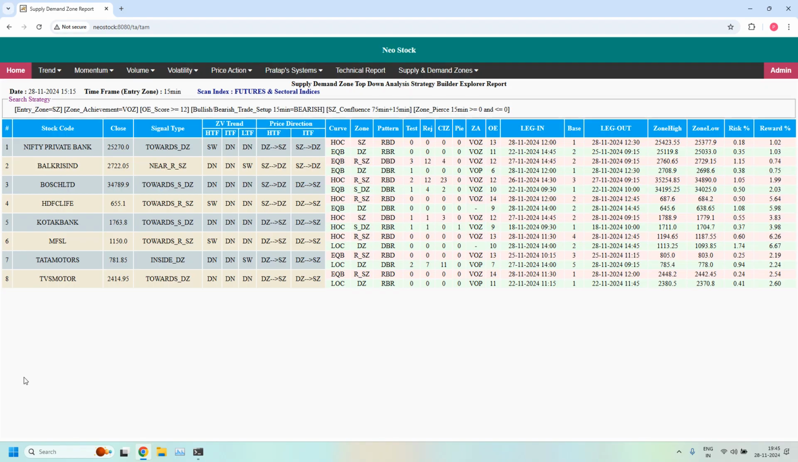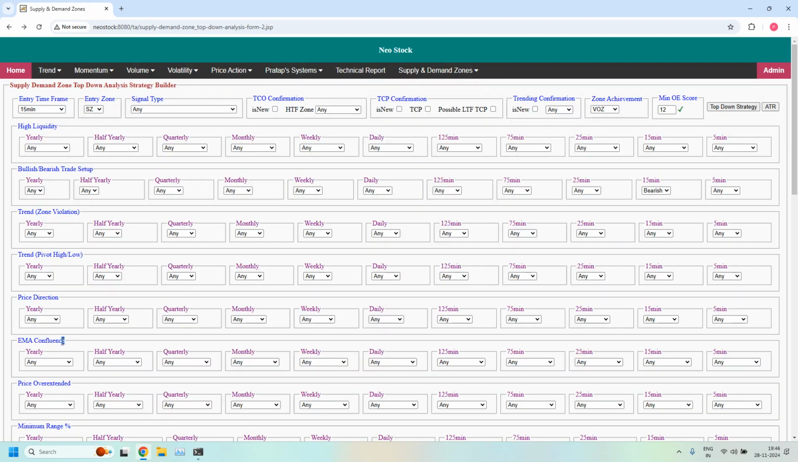So again, these 8 supply zones, the ITF trend is a downtrend, and moreover, the 15 minute zone is part of the 75 minute zone, and the 75 minutes trend is down. If they are having any EMA Confluence, there could be even more high probability setup supported stocks. Let's verify. In the EMA Confluence, at 75 minutes time frame, 75 minutes supply zone having daily EMA Confluence filter is enabled.